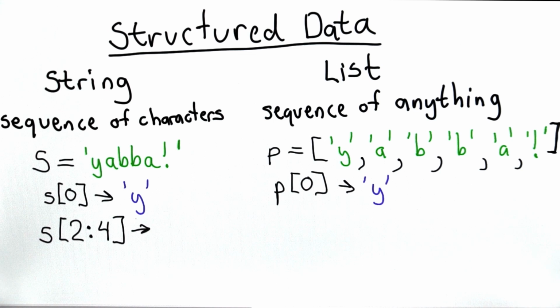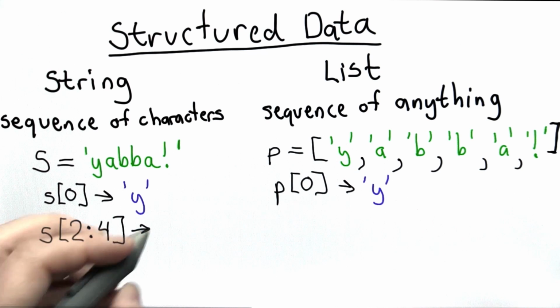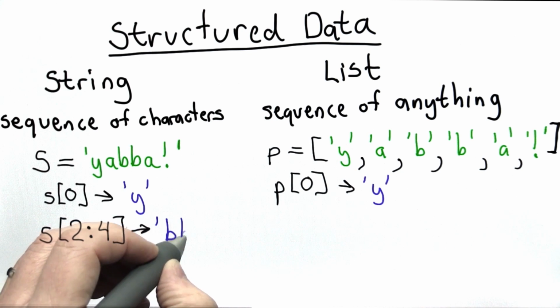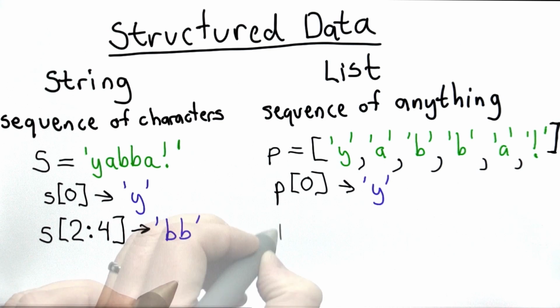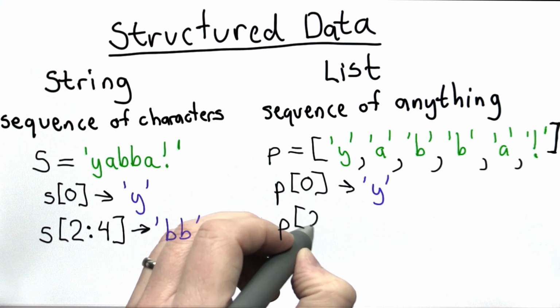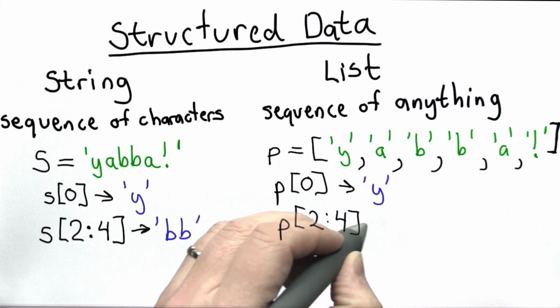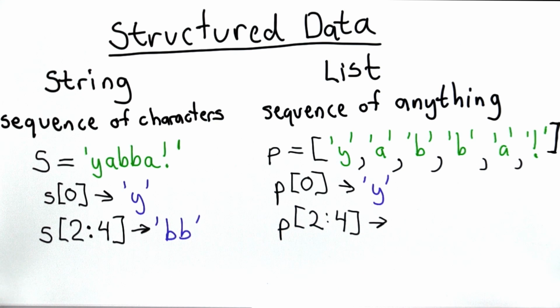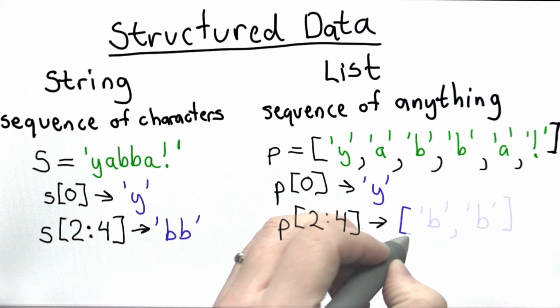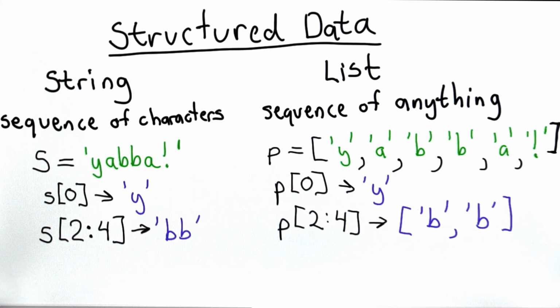With strings, we saw that we could use the colon inside the square brackets to select a substring of more than one character. So here we're selecting from position 2 through position 4. That will give us the third and fourth characters of the string, which is the subsequence, the string bb. We can do the same thing with lists. We can select from position 2 to position 4. But instead of returning a string, it will return a list containing those elements. So it will give us a list of the third and fourth element of the variable p, which is the list that we have here.